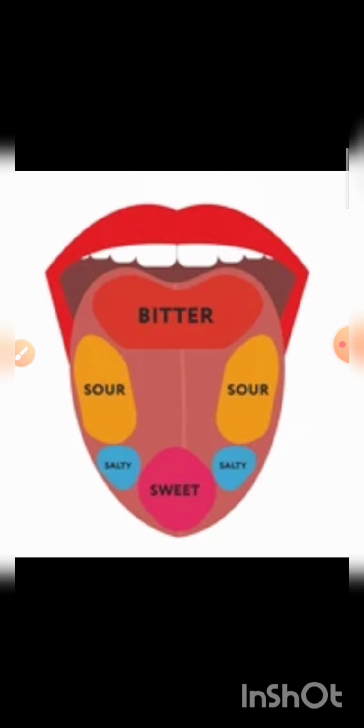The tip of the tongue contains mainly the buds which detect sweetness in the food. Adjacent to the sweet taste buds, specific buds for salt and sour are present. And again, on the back, sensors for bitter taste are also present.